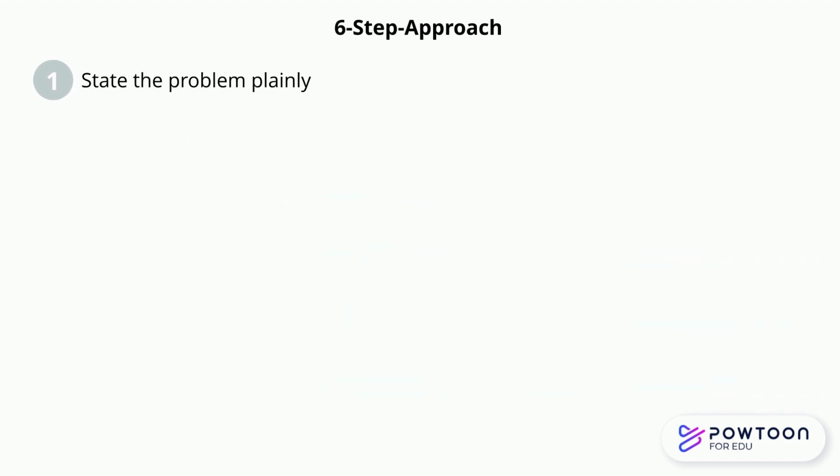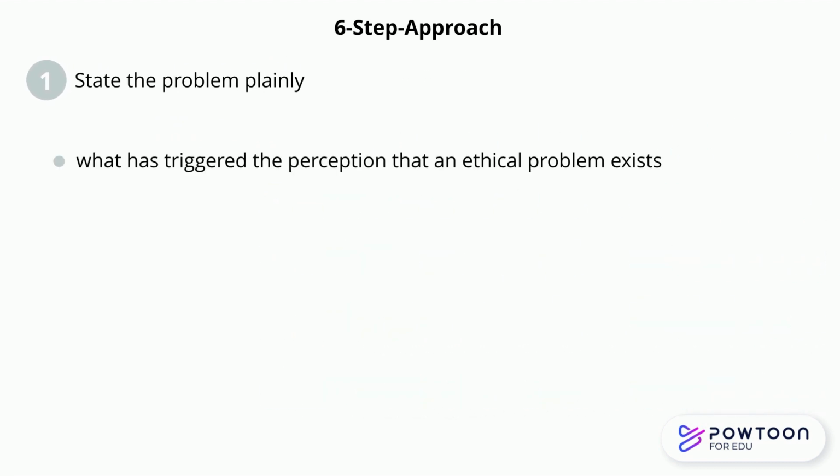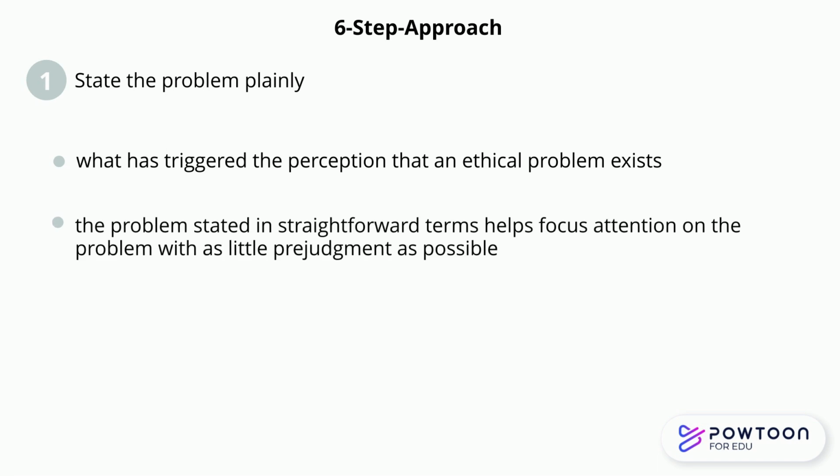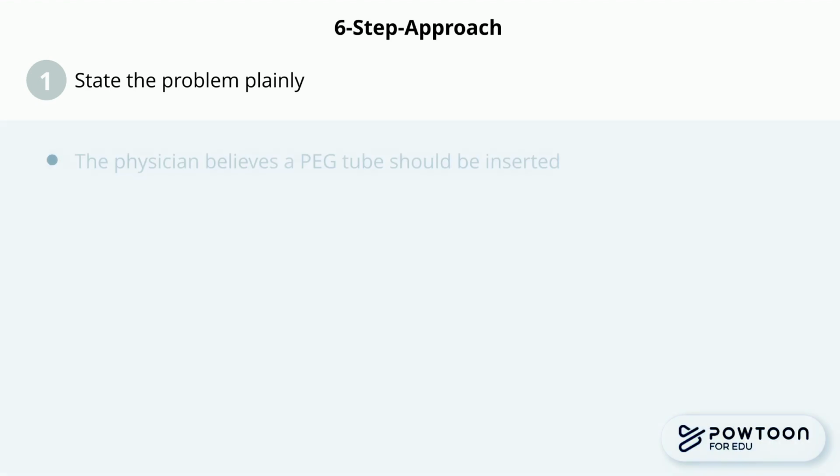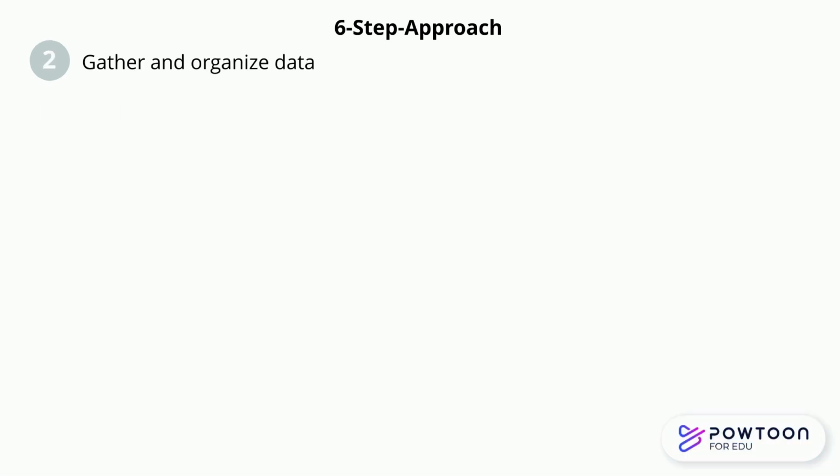The first step identifies what has triggered the perception that an ethical problem exists. Like the chief complaint that begins an evaluation in clinical medicine, the problem stated in straightforward terms helps focus attention on the problem with as little prejudgment as possible. The problem in our example is that the physician believes the PEG tube should be inserted, but the family disagrees. The second step is to gather and organize the data.